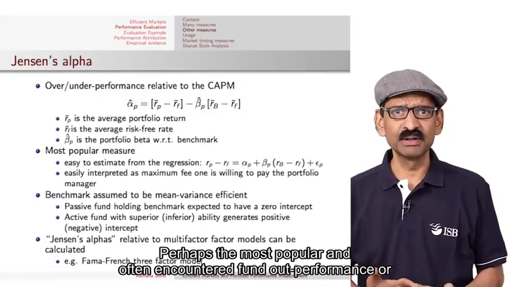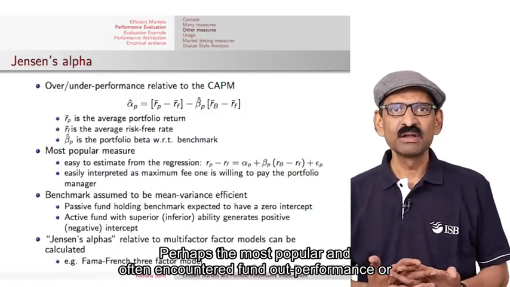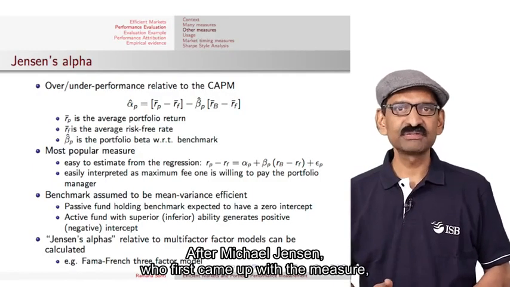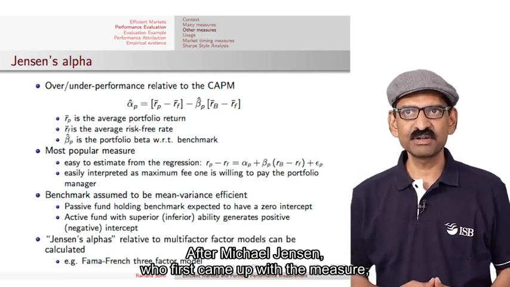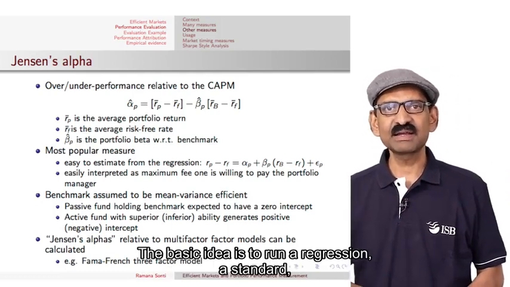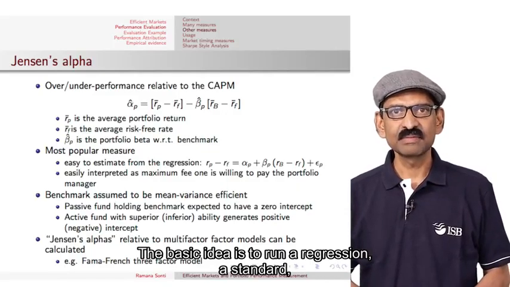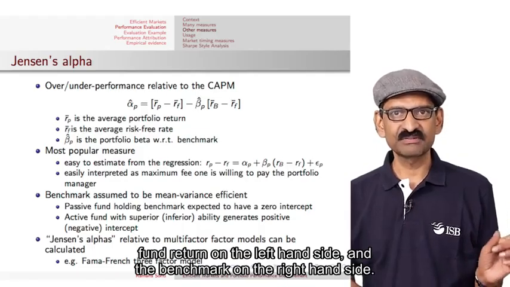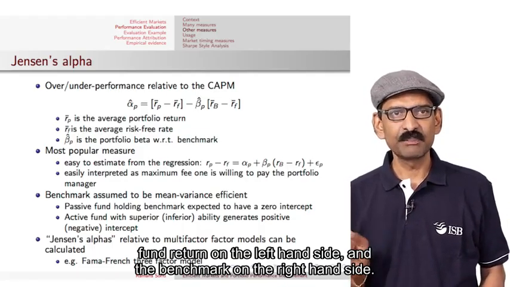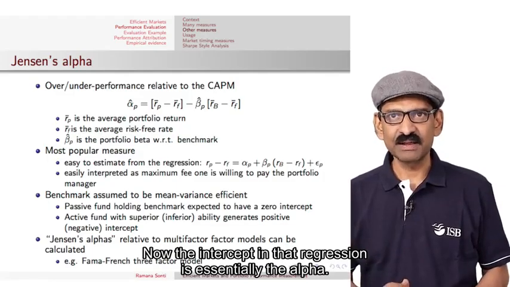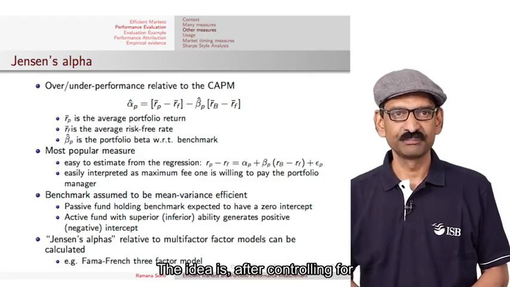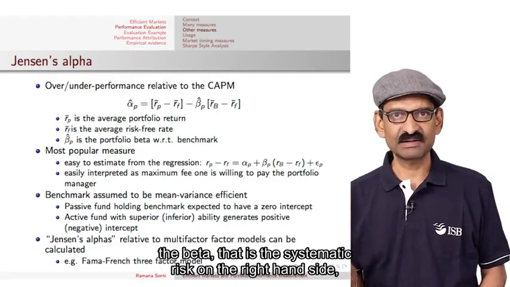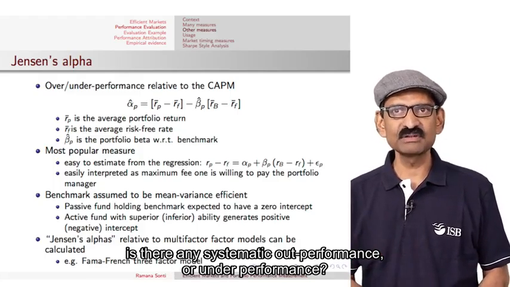Perhaps the most popular and often encountered fund outperformance or underperformance measure is Jensen's alpha. After Michael Jensen, who first came up with the measure, it's a very simple idea. The basic idea is to run a standard linear regression of my portfolio or fund return on the left hand side and the benchmark on the right hand side. Now the intercept in that regression is essentially the alpha. The idea is, after controlling for the beta, that is the systematic risk on the right hand side, is there any systematic outperformance or underperformance?